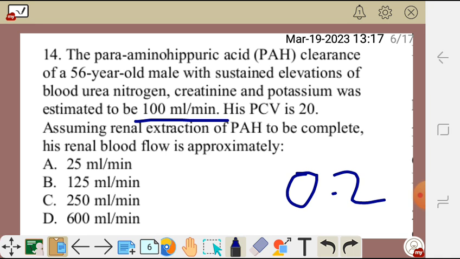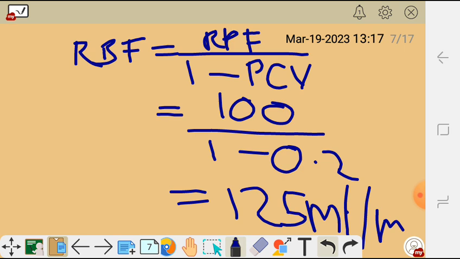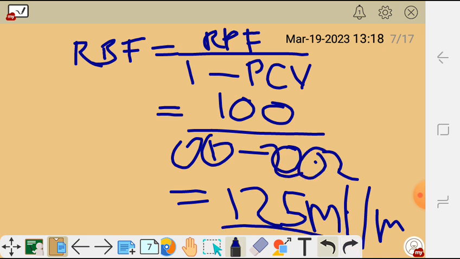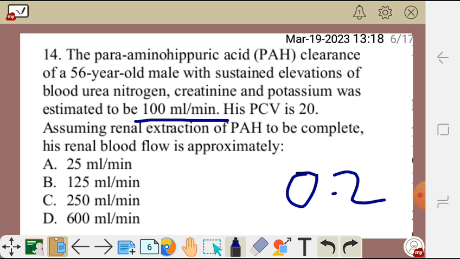So for question 14, the correct answer is B if you do that calculation. Remember here you can use 100, and then you just get the same percentage as 20%, and you still get the same answer. So the renal plasma flow for this 50-year-old male is 125 mL per minute. Okay, that is the renal blood flow.